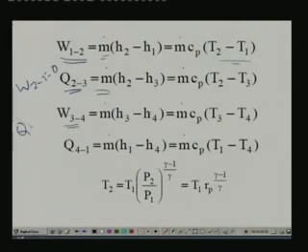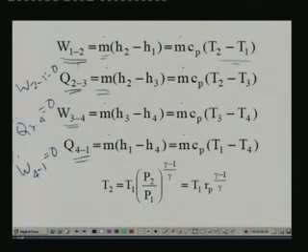Process 3 to 4 is isentropic expansion. So, Q dot 3 to 4 is 0. So, W 3 to 4 is m dot into H3 minus H4, which is equal to m dot Cp into T3 minus T4. And finally process 4 to 1, again work is 0 during this process and it is isobaric heat extraction. So, you can write this as m dot into H1 minus H4, which is equal to m dot Cp into T1 minus T4.